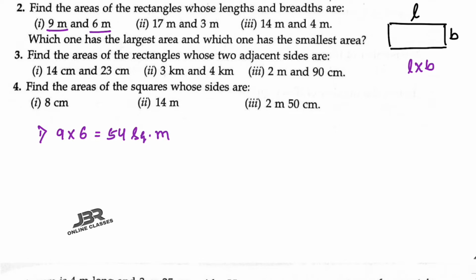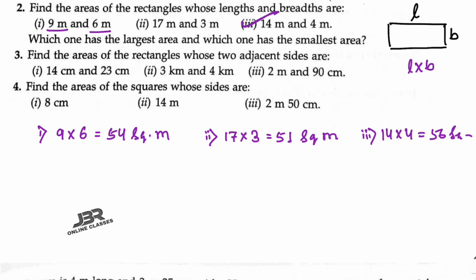54 square meter. Number 2, 17 and 3, so 17 into 3 is 51 square meter. And number 3, 14 into 4 equals 56 square meter. Now, which one has the largest area? The largest area is 56, that means the third one. So the third one is the largest, and which one is the smallest? The second one is the smallest.